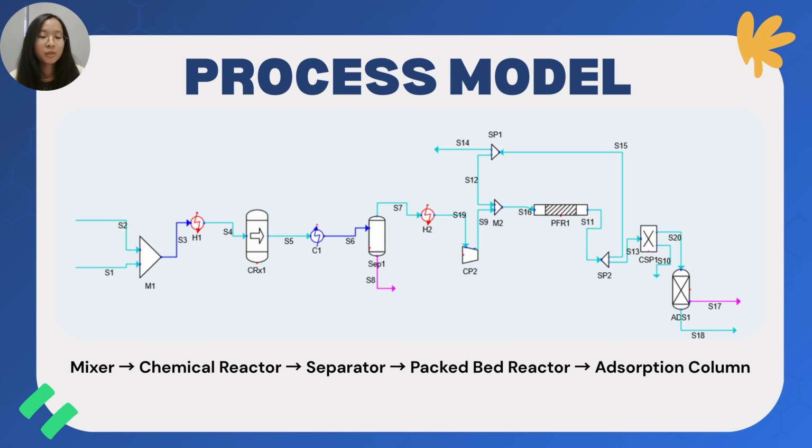I'm Singyi and I'll be talking about the process model. First of all, the synthesis of syngas will be done through the mixing of methane and water streams, S1 and S2. Then, a conversion reactor is used to undergo steam methane reforming and water gas shift reaction. Then it's passed through a cooler and sent into a separator to separate out the excess water.